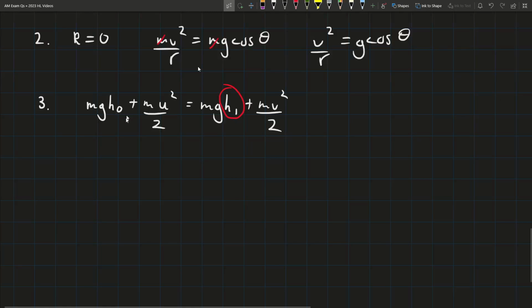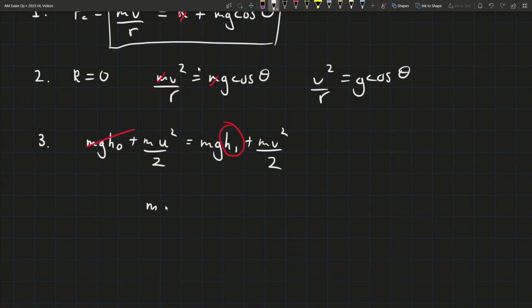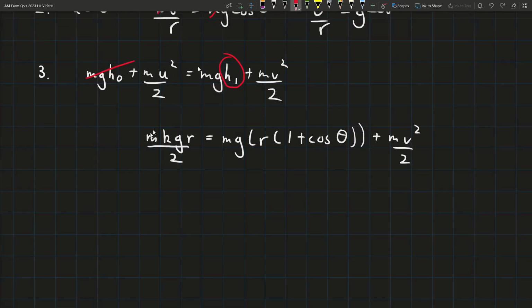It starts at the bottom of the loop, so h0 is just 0, so this entire term is going to be gone. And we're going to have m, and we're told that u is the square root of kgr, so u squared is just kgr. So we have m kgr all over 2, and that's going to be equal to mg, and h1 we calculated, remember, to be r times (1 plus cos theta), plus mv squared over 2. So we can cancel out these m's, and multiply by 2 just to simplify a bit. So I'll get kgr equals gr times (1 plus cos theta) times 2, because we multiplied by 2, remember, plus v squared.